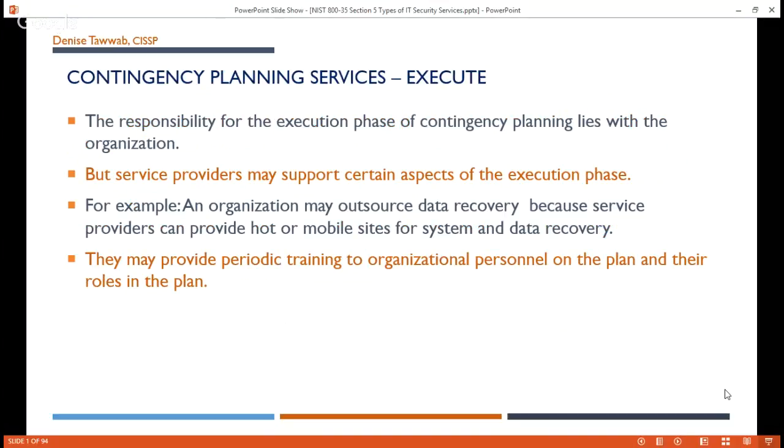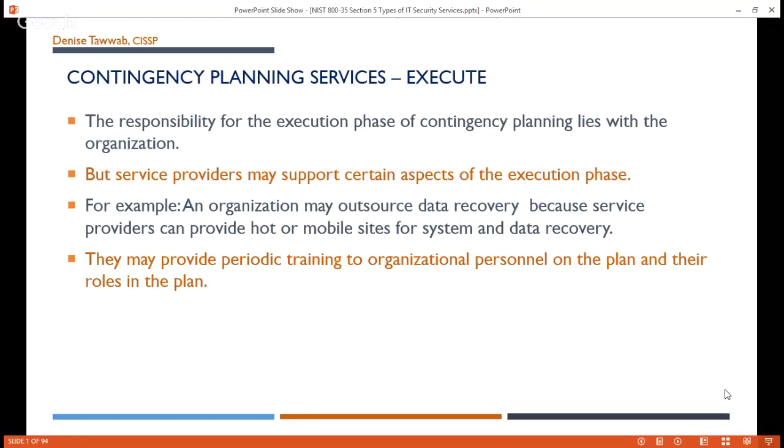And then under the execute step of your contingency plan, the responsibility for the execution phase always lies with the organization, but service providers can support certain aspects of the execution phase. For example, you may outsource your data recovery because service providers can give you hot or mobile sites for system and data recovery. So they also may provide periodic training to your personnel on the plan and on their roles in the plan.